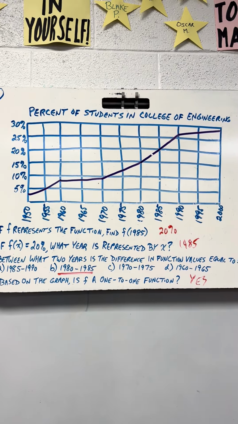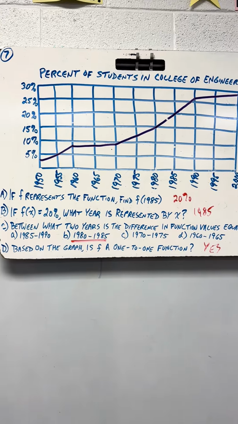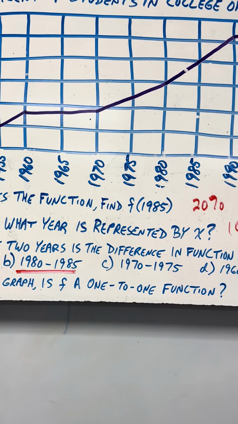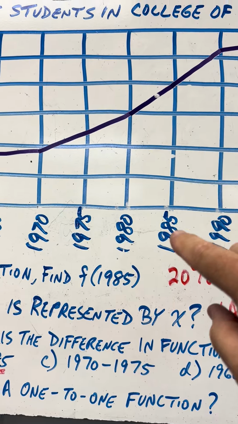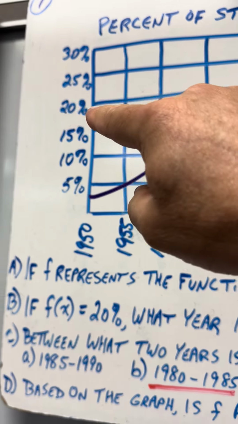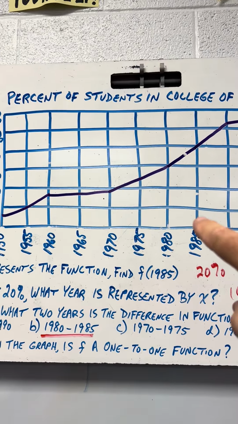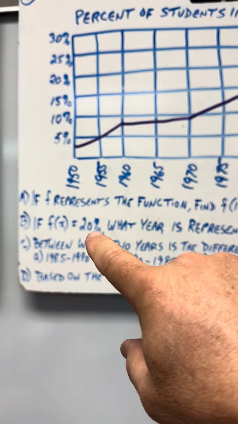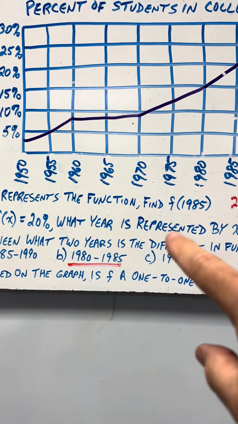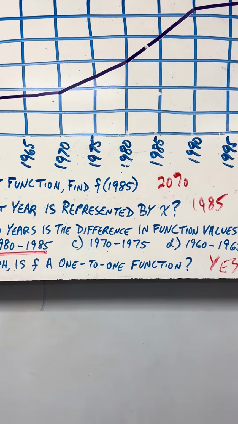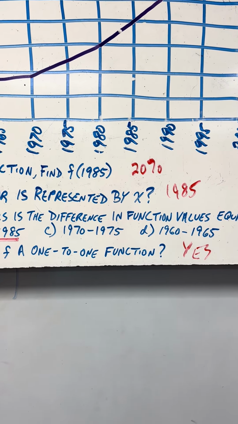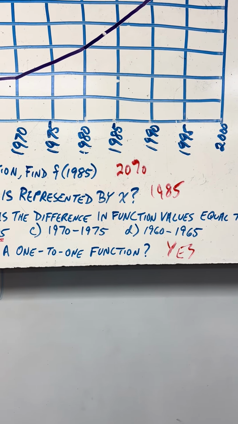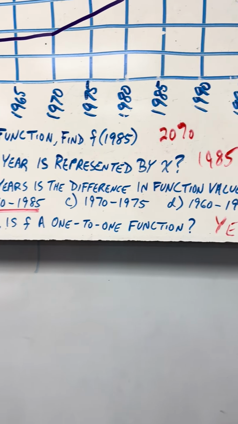Don't get confused by these big charts, okay? Look how easy this is. Letter A says, if f represents the function, find f of 1985. All that means is you go to 1985, and where is y? 20%. 20% is 1985. Look at this next question. How silly is this? F of x is 20. Here's 20. What year is represented? Well, 1985. And you might think to yourself, seriously? Is it that easy? Yes, it's that easy, okay? So don't be afraid of the easy answers, okay?